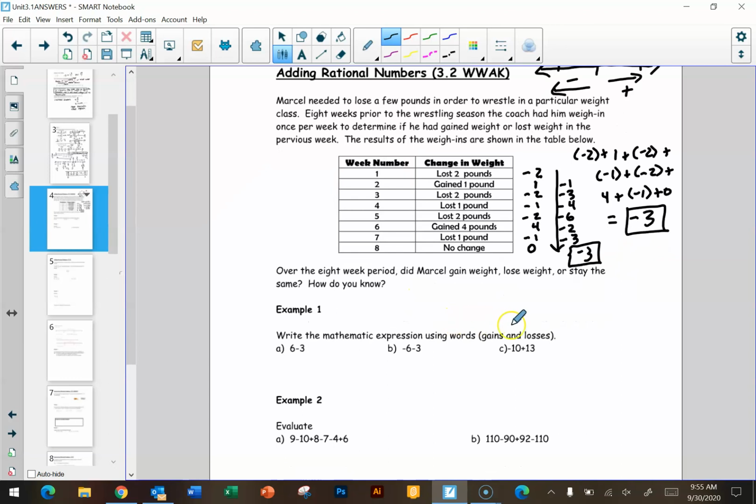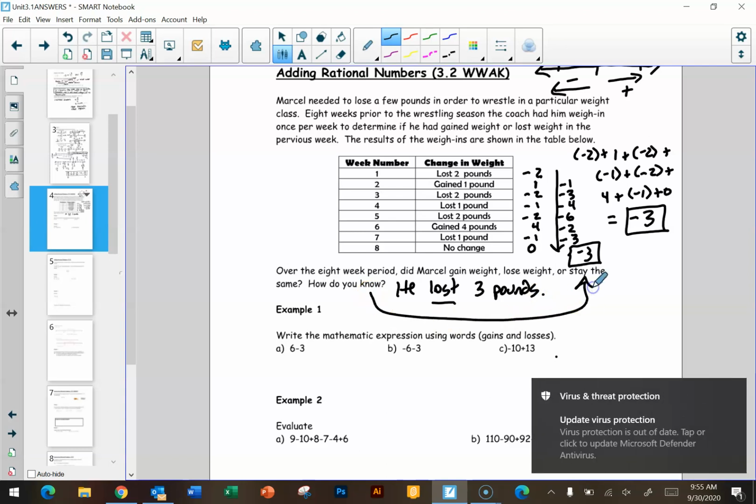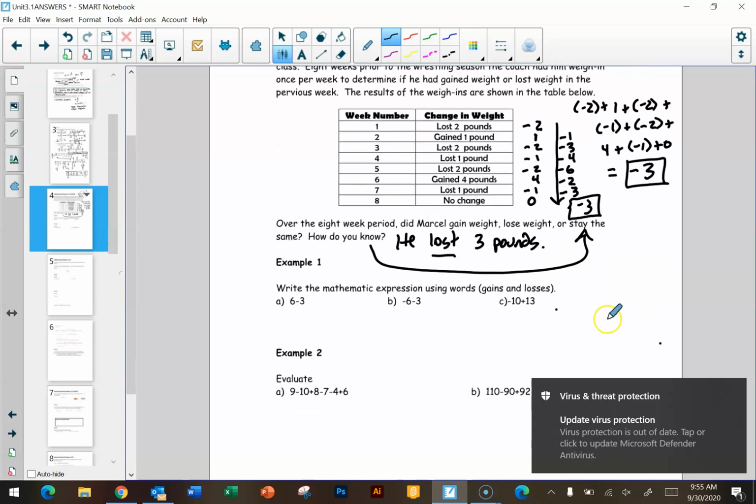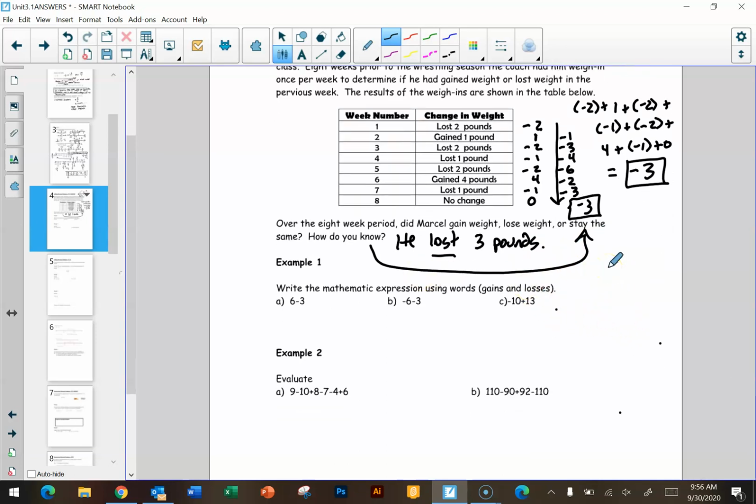So over the 8-week period, did he gain weight, lose weight, or stay the same? He lost 3 pounds, right? That would be a loss because it's a negative. If it was a positive, we would have said he gained 3 pounds. How do you know? I know because of math. He lost more than he gained. That's how we know he lost weight.